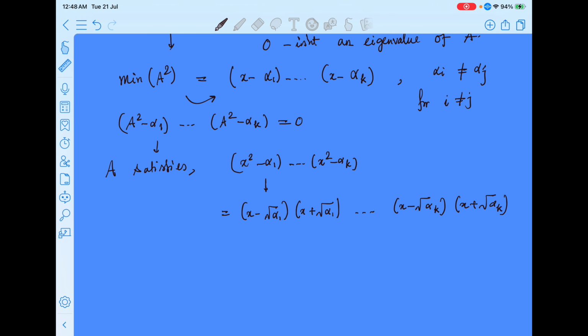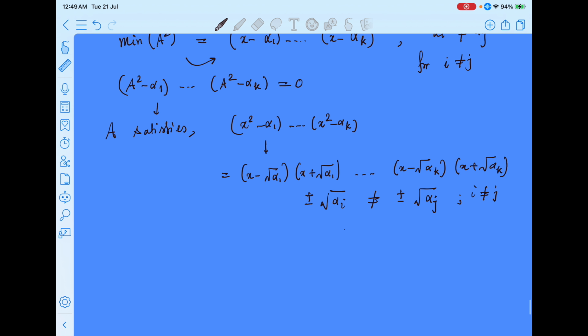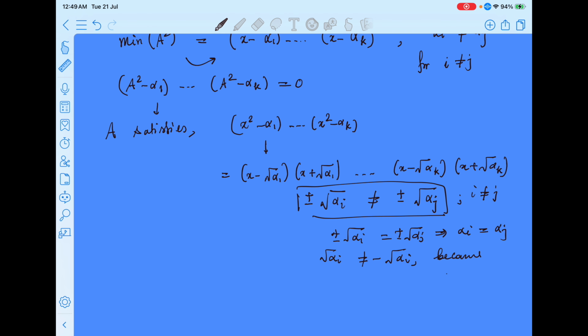So now look, if you look at any plus minus root alpha i, it is not equal to any plus minus root alpha j. Why? For i not equal to j, because if you square both sides, let us assume that plus minus root alpha i equals plus minus root alpha j. If you square both sides, you will get alpha i equal to alpha j. That is not possible. So we have this, and we know this is not equal to minus root alpha i, because alpha is non-zero.